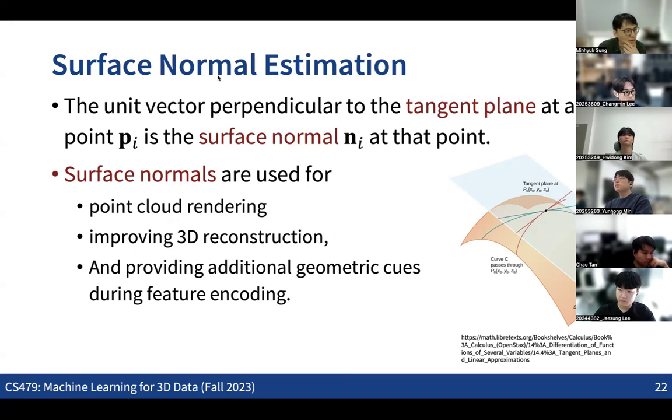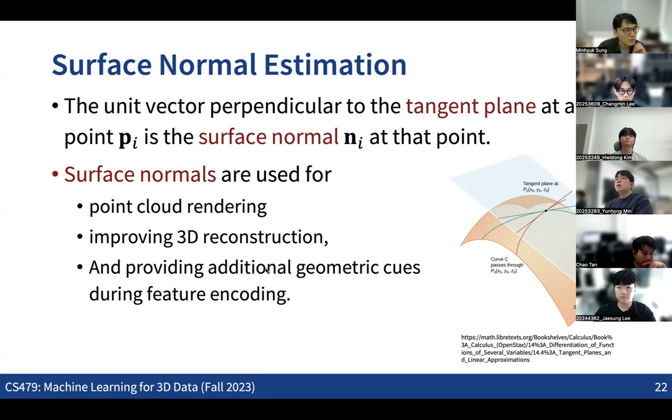So the surface normal is also used in point cloud rendering, and also when you encode the point cloud with something like PointNet or some other architecture, we can consider feeding not only the x, y, z coordinates, but also the normal information. So the surface normal can be used as additional geometric information when you encode this kind of 3D data.